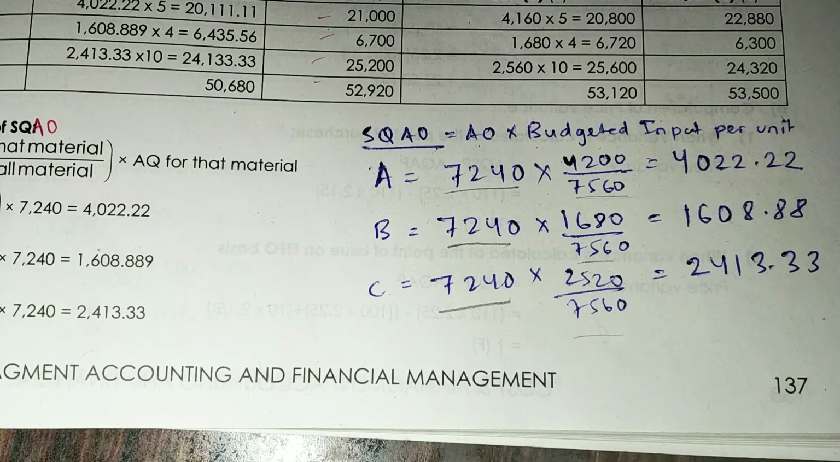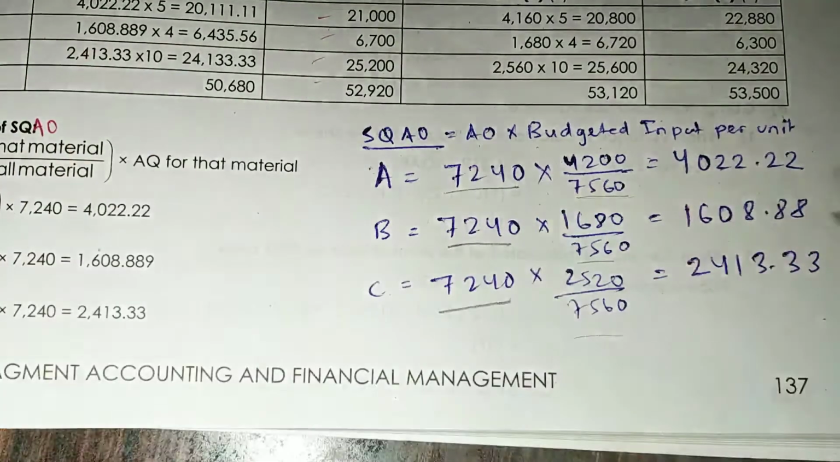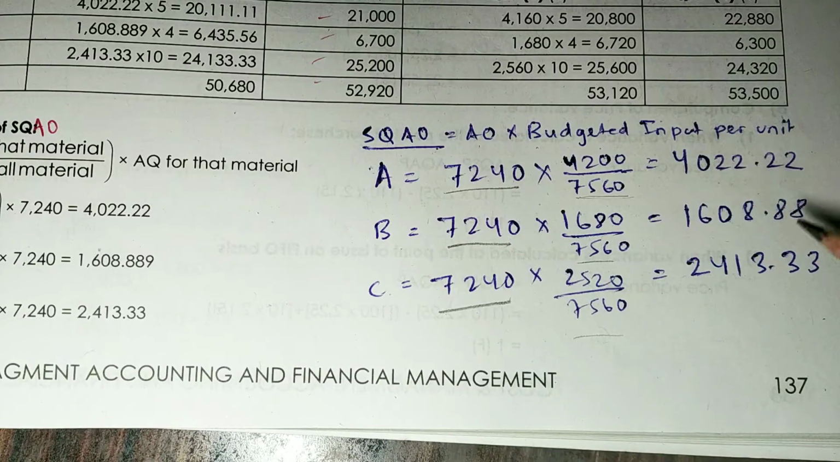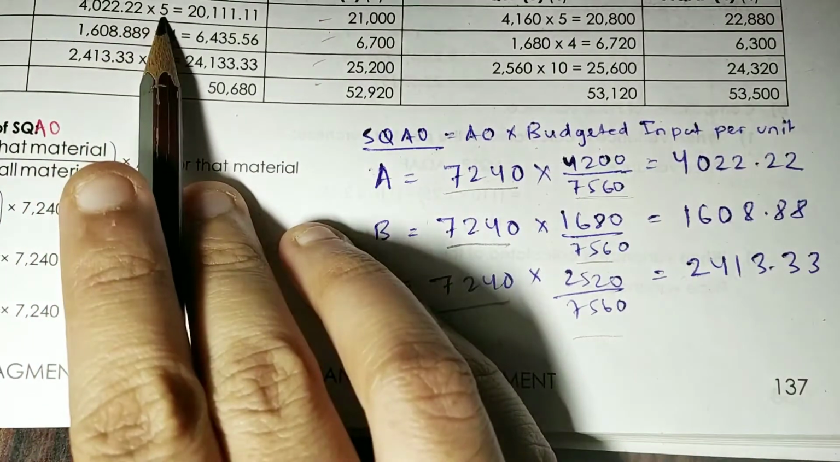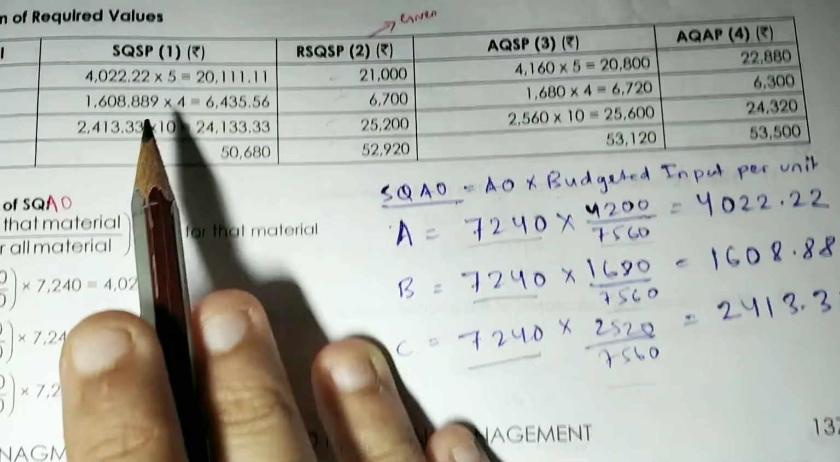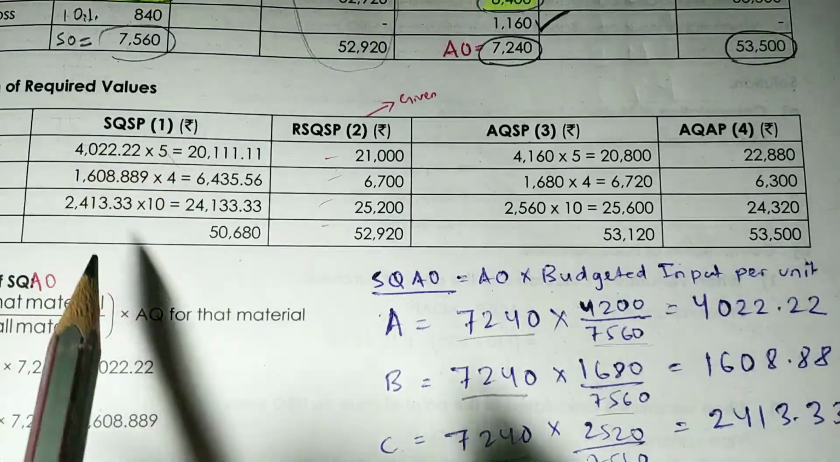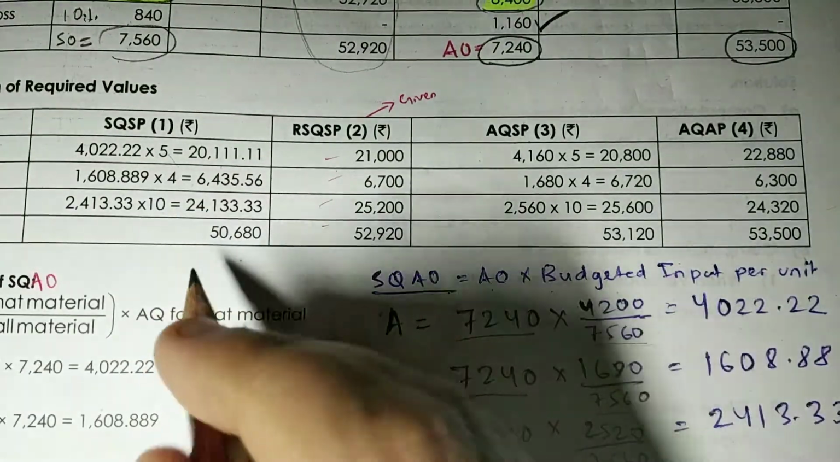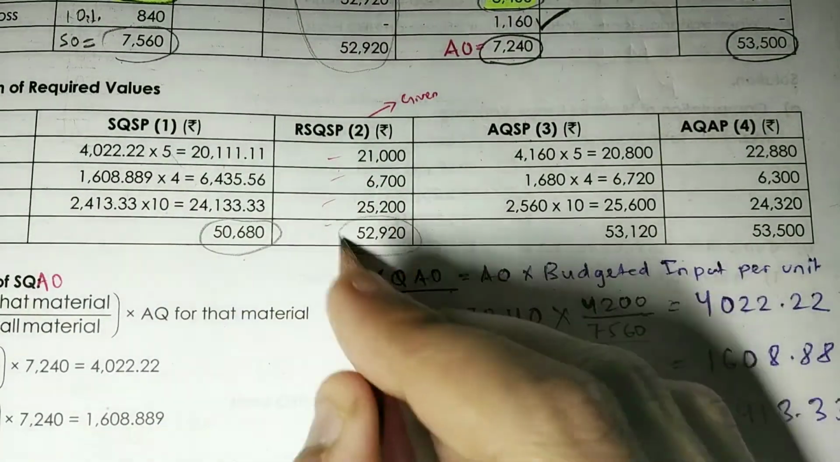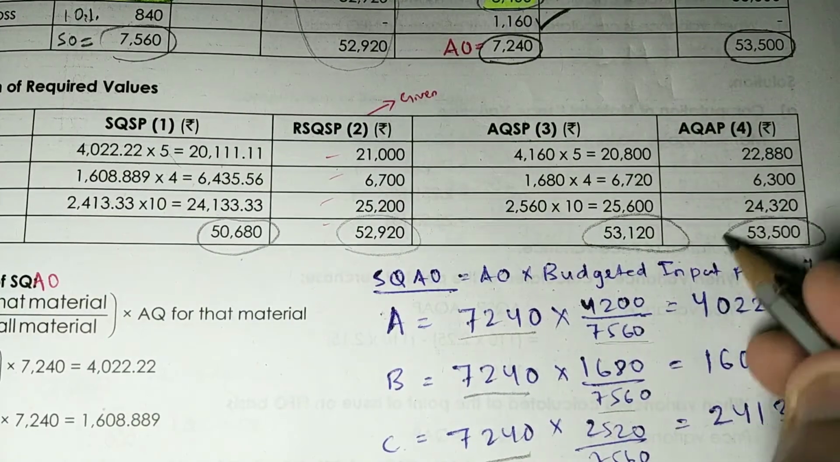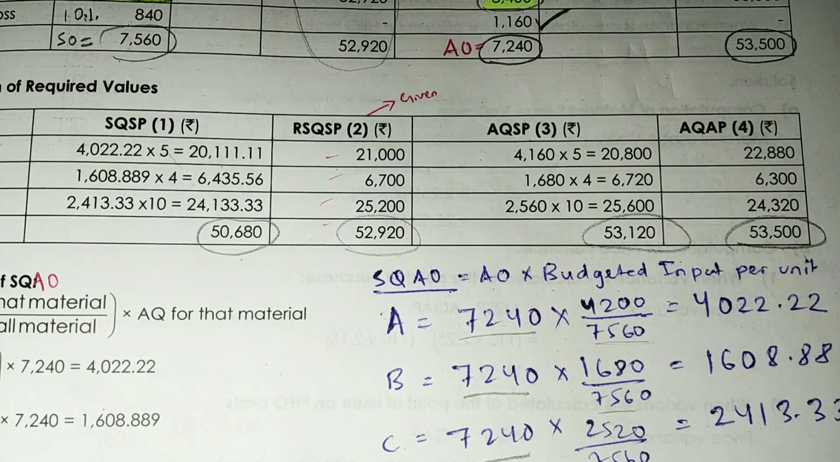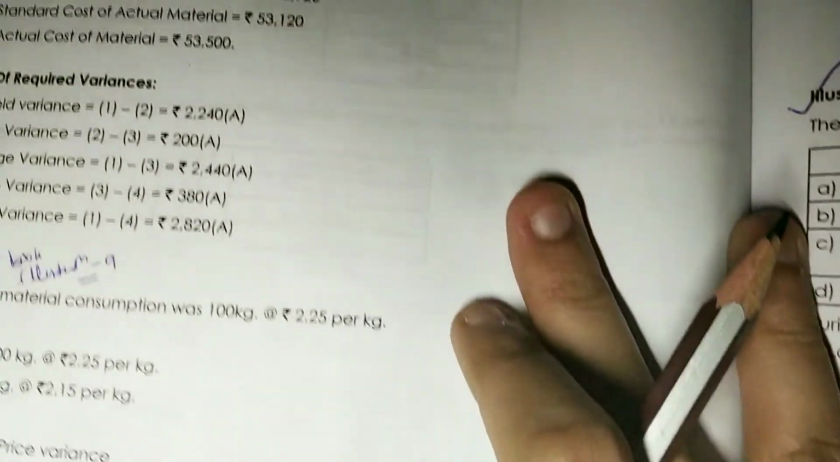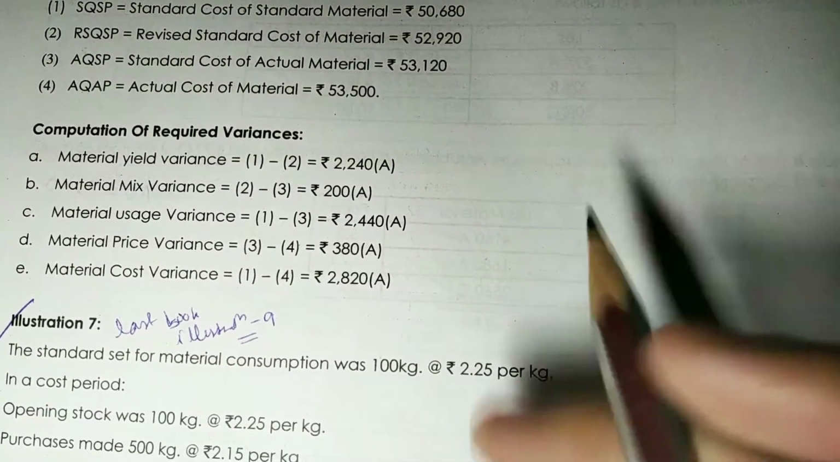Okay, now what to do? Simply, you have to multiply the quantity you have calculated with the standard price and you will get your SQSP, right? We already know the standard price. So you will get SQSP, RSQSP, AQSP and AQAP. Now simply put the formula and get the answer. You will get all the 5 material variances. See, like this.